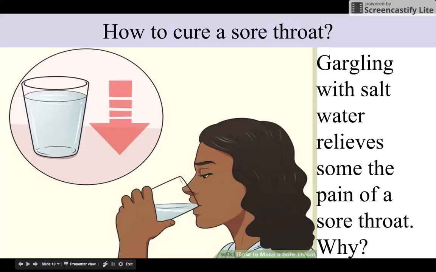How to cure a sore throat. Gargling with salt water relieves some of the pain of a sore throat, but have you ever wondered why? Why should you gargle your mouth with salt water when you have a sore throat? Well, at the end of this lesson, hopefully you will be able to answer it.